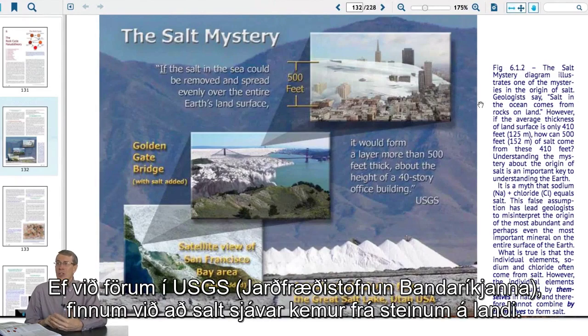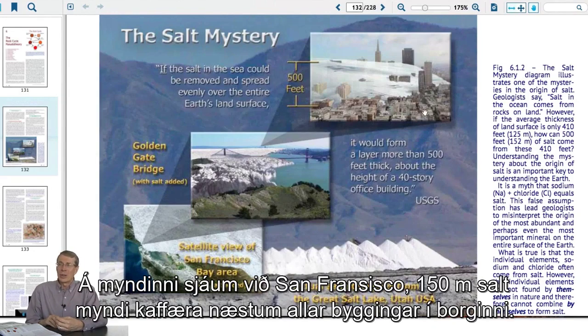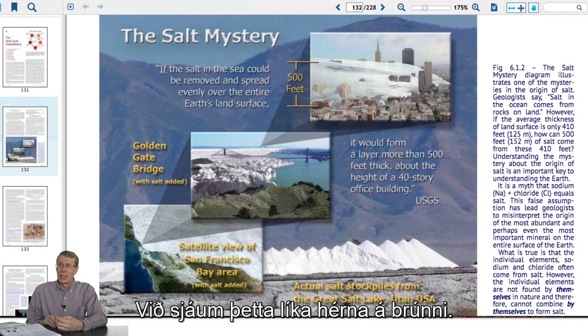Well, if we go to the USGS, which is the Geological Survey, we find that salt in the ocean comes from rocks on land. That's their quote. All the salt in the ocean is supposed to come from erosion of the rocks on the land. So in this diagram here, we can see San Francisco, where 500 feet of salt would cover most of the buildings in downtown San Francisco, and we can see down here the bridge.